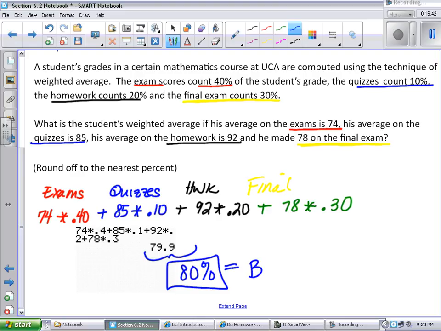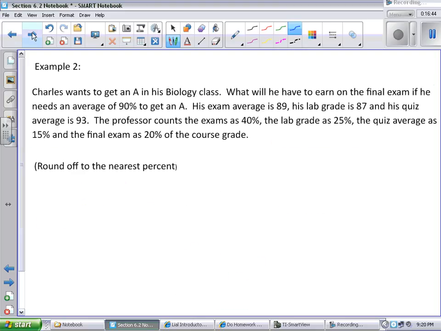Let's do one more example of a weighted average. Charles wants to get an A in his biology class. What will he have to earn on the final exam if he needs an average of 90% to get an A? His exam average is 89, the lab grade is 87, and his quiz average is 93. The professor counts the exams as 40%, lab grade is 25%, the quiz average is 15%, and the final exam as 20% of the course grade.